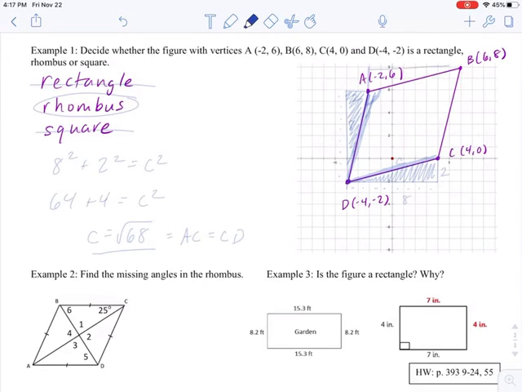And I'm going to keep going. I'm going to draw in a right triangle for AB. And once again, it's 8 and 2. And then finally for BC, and I'll see the same thing, 8 and 2. So all 4 of these, using the Pythagorean theorem, I can show that all 4 sides of this are the same. So therefore, this thing is definitely a rhombus.